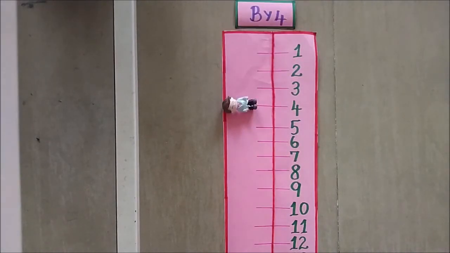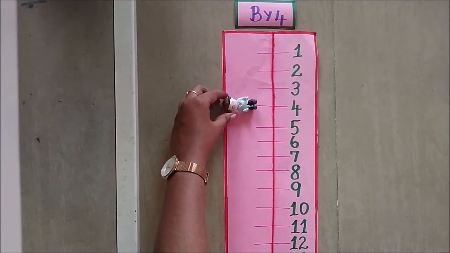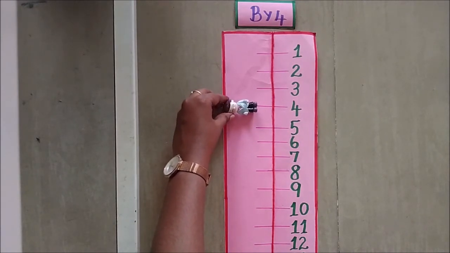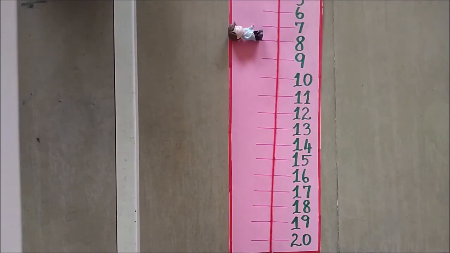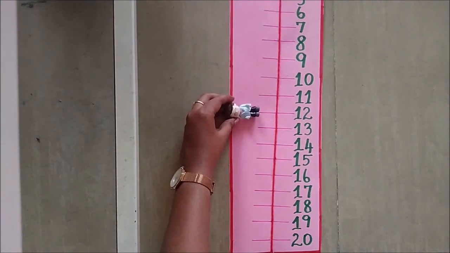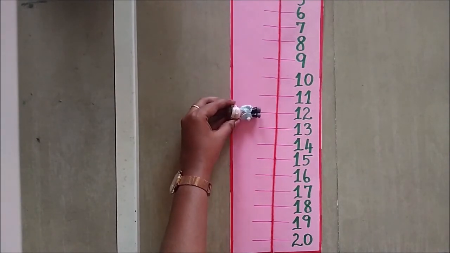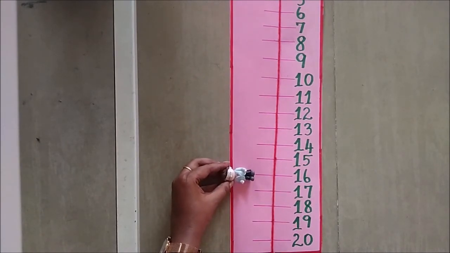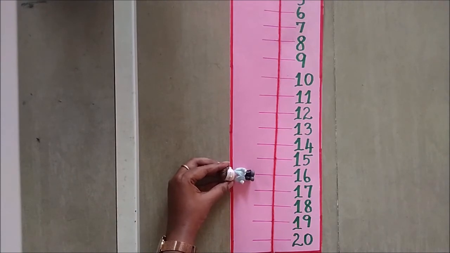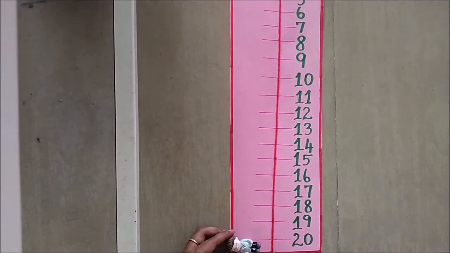Children, next we are going to see skip counting by 4. Now Rahul is standing on 4. Then he will jump to which number? Can you guess? Yes, it is 8. From 4 he will jump to 8 for skip counting by 4. Then from 8 he will jump to 12, and then to 16. And then after 16 he will jump to 20. Can you understand, children?